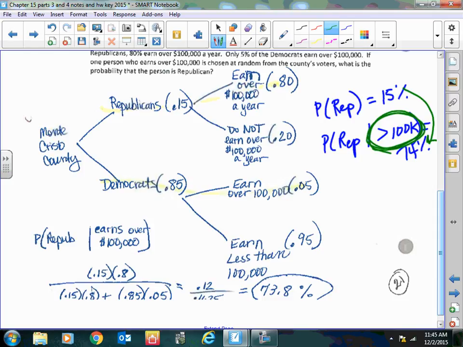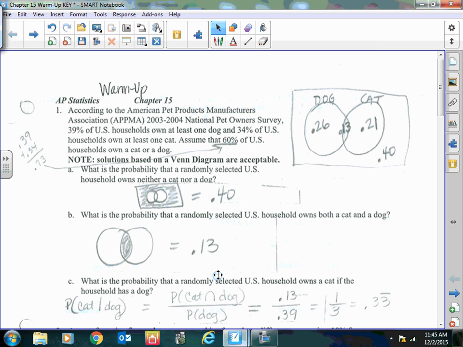Increases the likelihood of you being Republican from 15% to 74%. Okay. All right. Now check the warm-up. Here we go.